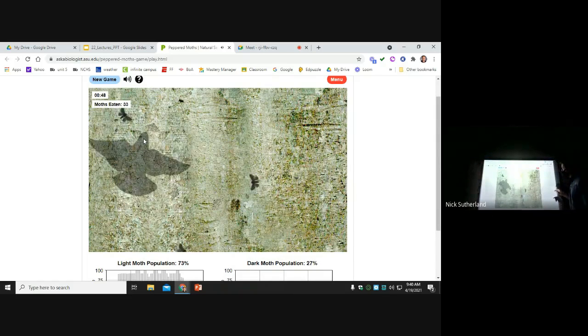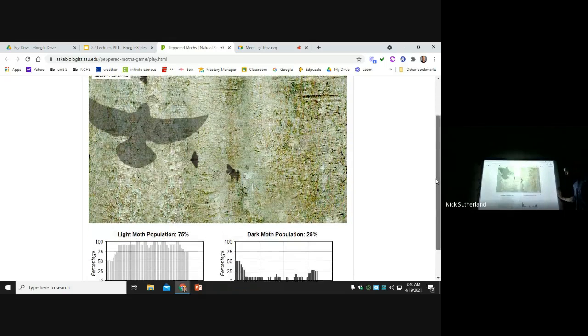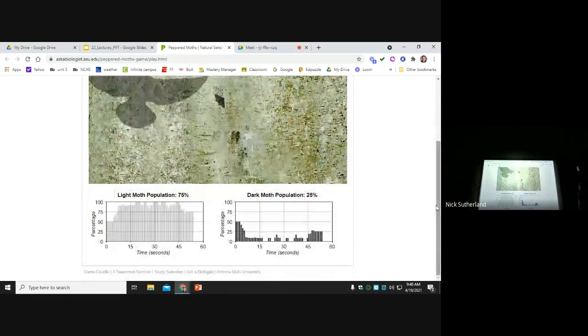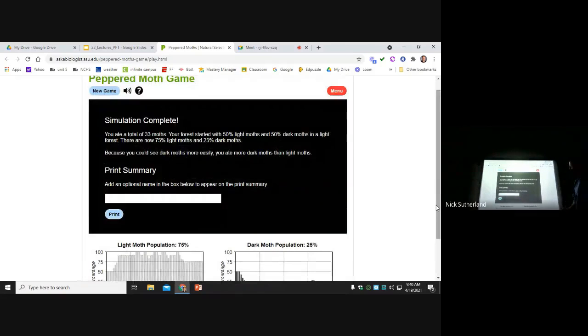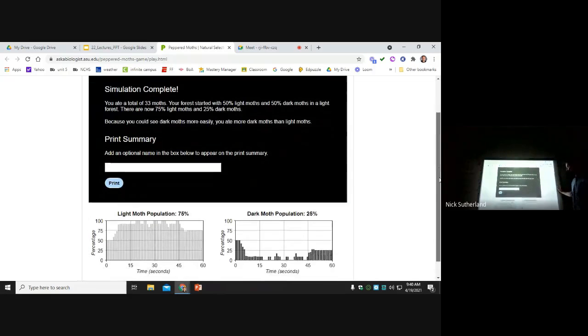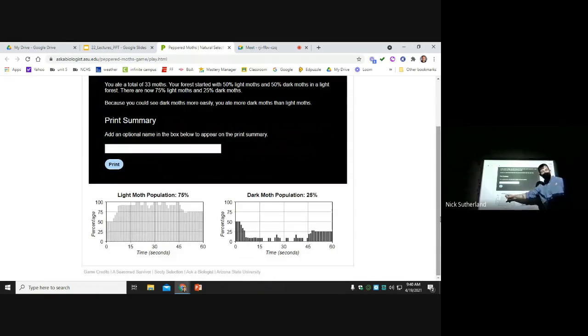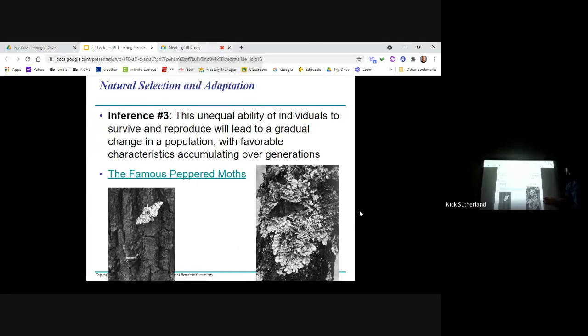And so over, let's say 50 seconds, I just did that. I've taken the dark moth population and reduced it to 25% because they're easy to see, they're easy to eat. So the ones that are left over, the light moths, simulation complete, the light-colored moths get to survive and get to reproduce. And so their offspring are going to be light-colored, more than likely, and they're going to pass their genes on to the next generation, so on and so forth. So the peppered moth is a really, really good simulation of what's actually happening, okay?